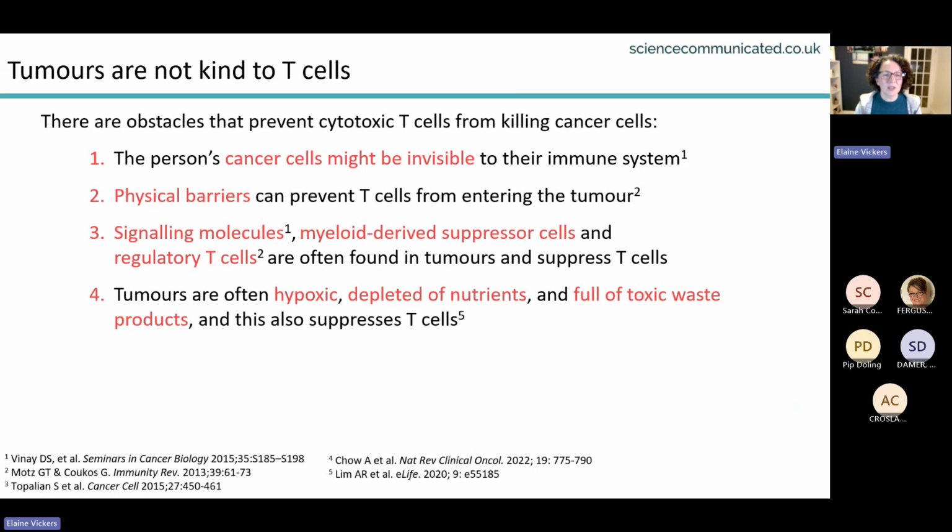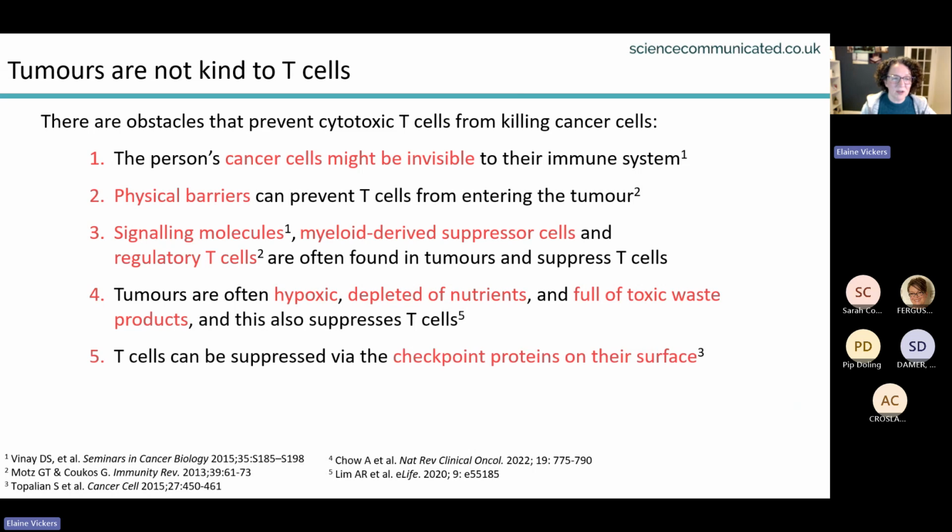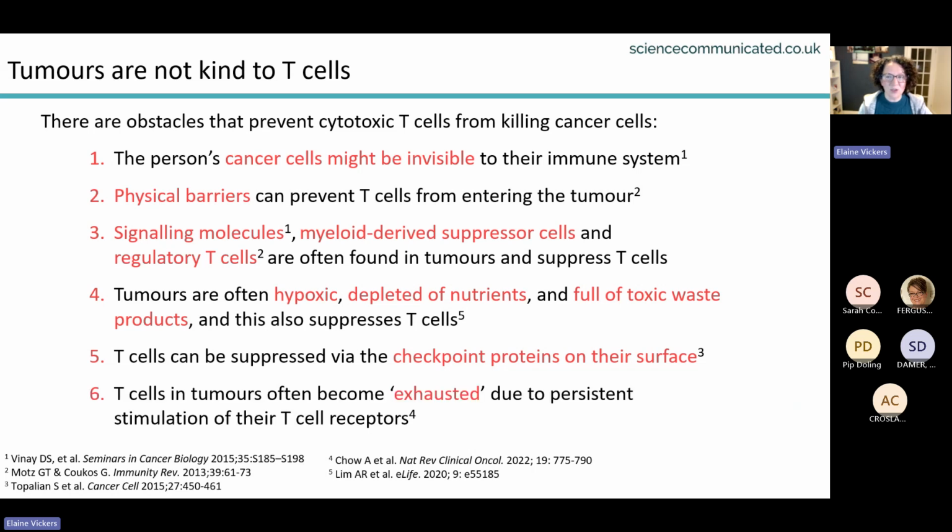Or sometimes the cytotoxic T cells just become exhausted and tired and suppressed because there's a lack of nutrients, there's a lack of oxygen, there's lots of toxic waste from dead and dying cancer cells that suppresses the T cells. And the T cells can also be suppressed via the checkpoint proteins on their surface, which of course is something I will come back to in a second.